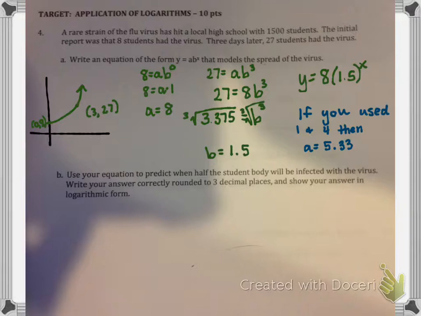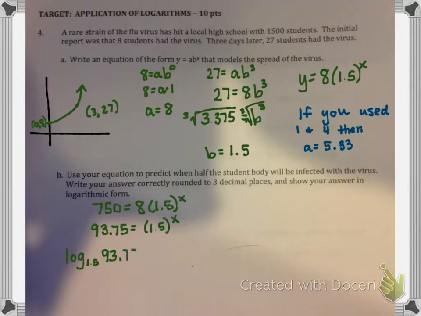Alright, then part B tells us to predict when half the student body will be infected with the virus. Well, we know that half the student body is 750 students. So we're going to plug that in for our y. 750 equals 8 times 1.5 to the x power. We divide both sides by 8 and get 93.75 equals 1.5 to the x power.